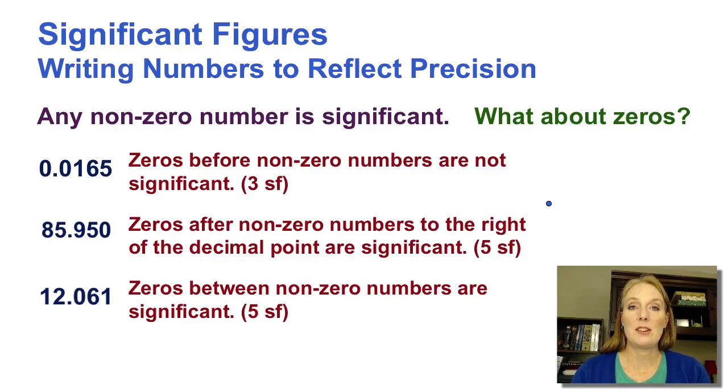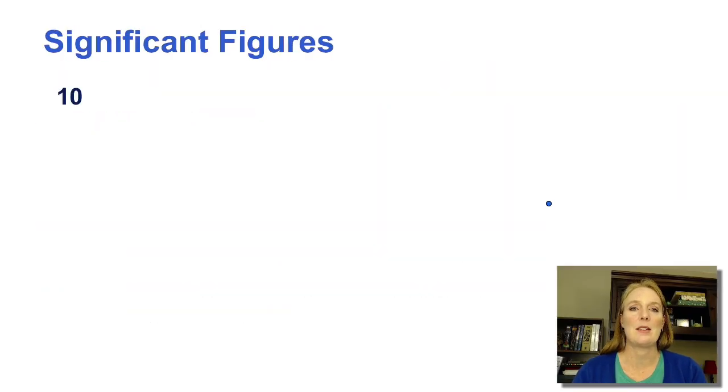The most difficult situation is when you have a zero that is to the right of the non-zero numbers, but is to the left of the decimal point. Let's look at one like that. For example, what about the plain old number 10? How many significant figures does that have? Well, I would say it only has 1, but other people would say, well, I really can't tell.